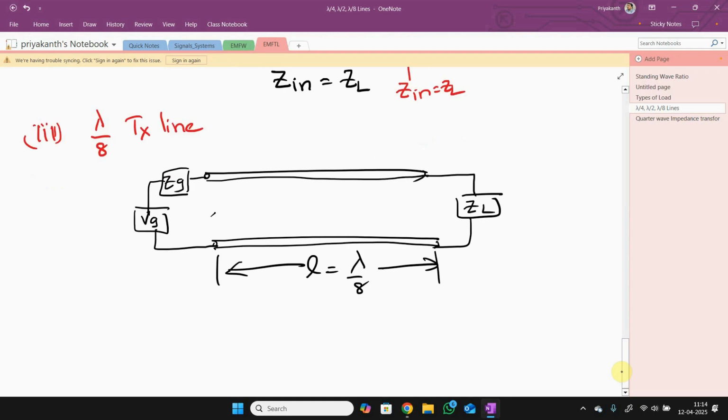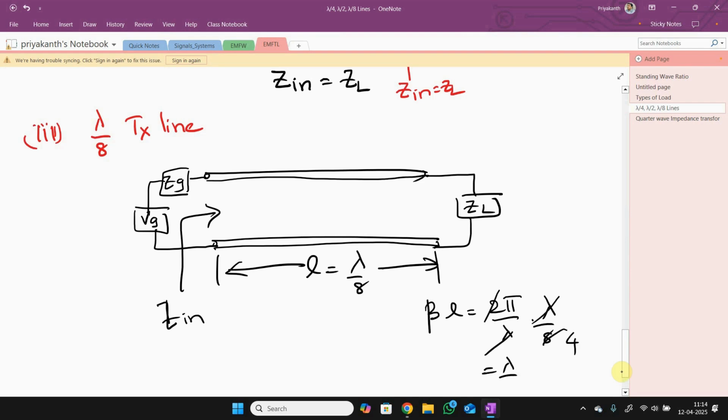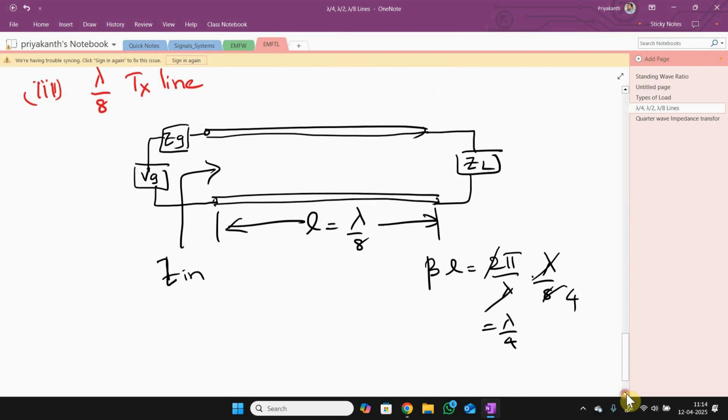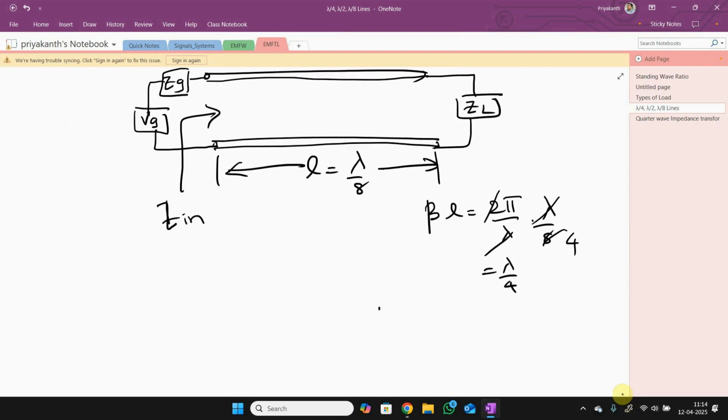Now, what happens to beta L? What is beta L now? Lambda by 4. Right. It is lambda by 4. So when beta L is pi by 4, what happens to tan beta L? 1. Right. Tan of pi by 4 is 1.